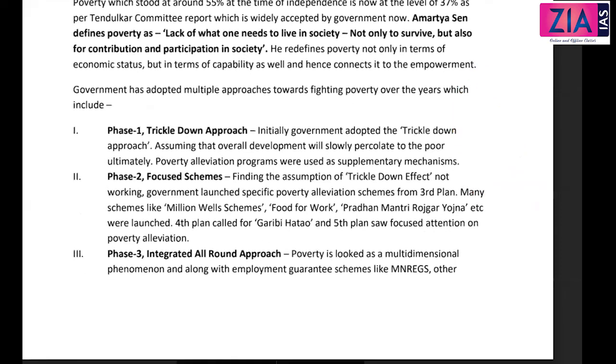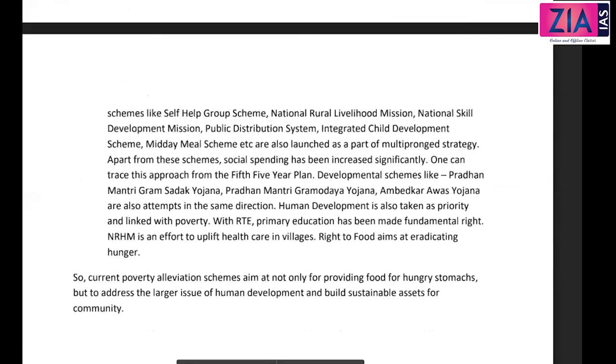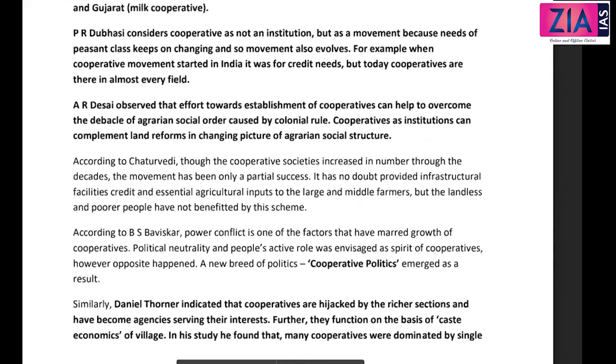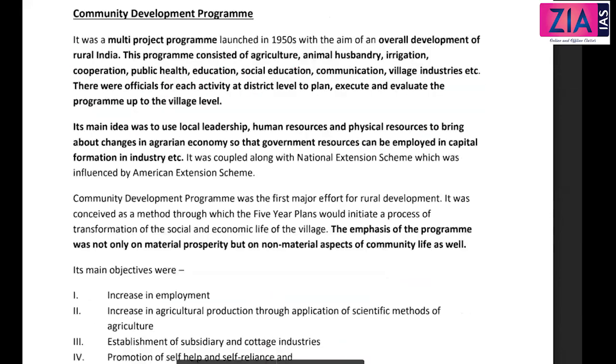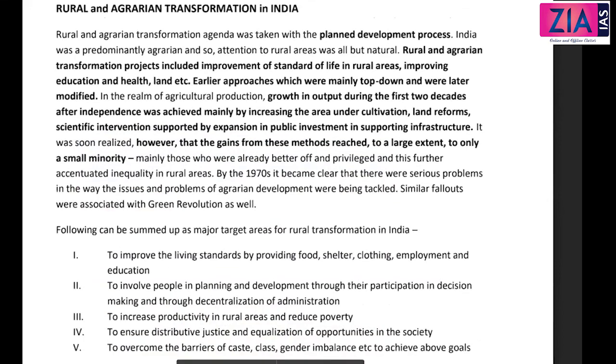Okay, so these are the main approaches. The trickle down approach, I've told you what that approach is. Focused schemes like the food for work program, there are many focused schemes. Then the integrated all-round approach. All these I'll give you in a video that you need to cover. Maybe today itself I'll send it to you across all the groups. Okay, so that's about this chapter. You need to have a good idea about the community development program, cooperatives, green revolution.